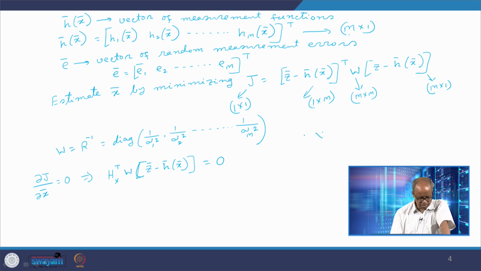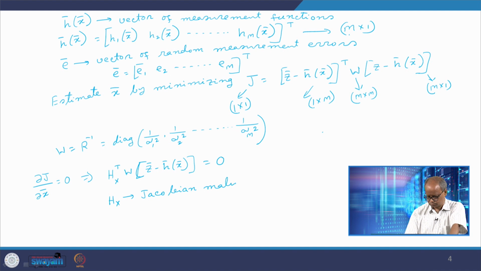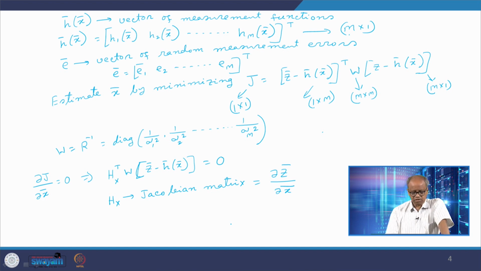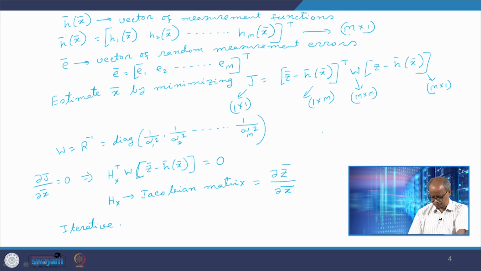What is H(x) transpose? H(x) is the Jacobian matrix, which is nothing but del h by del x. Now, because these functions h(x) are all nonlinear functions, there is no direct solution for this. So, you have to do an iterative solution. Iterative solution is only possible, right.